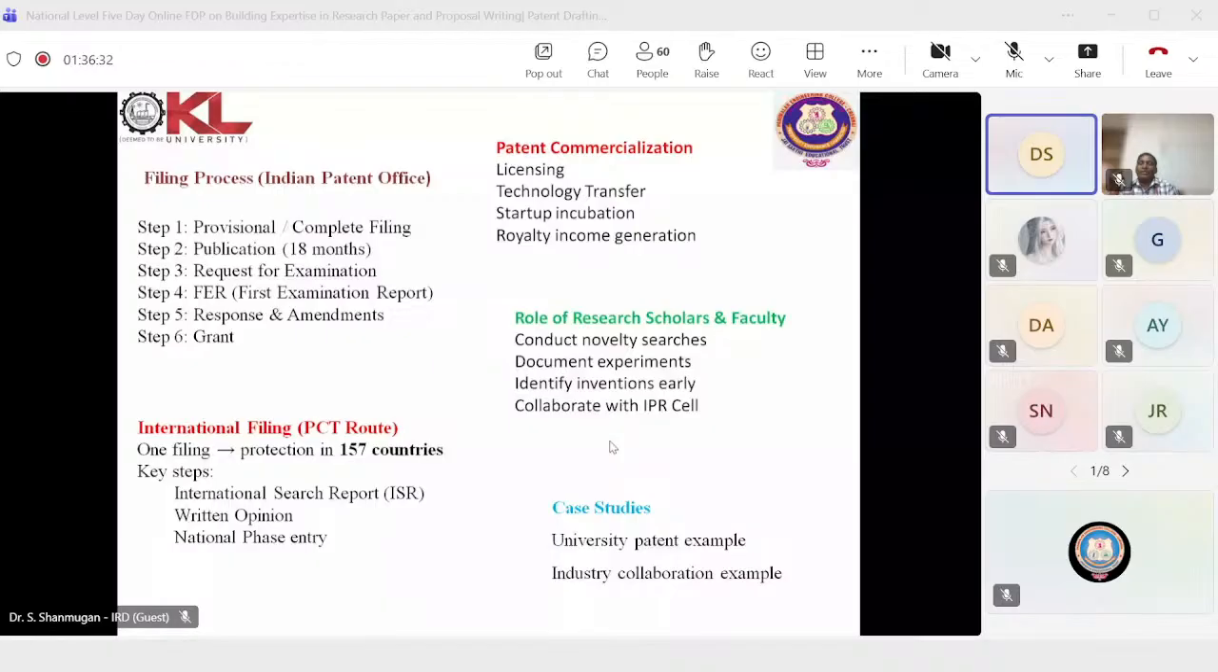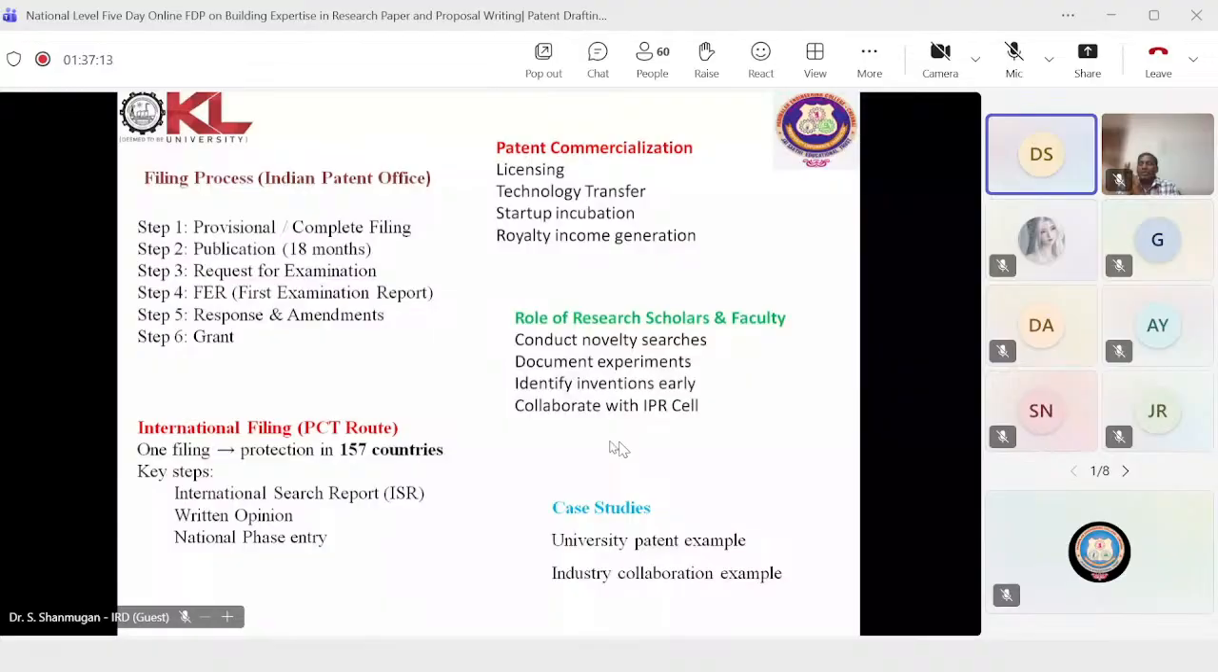Then you can also own and make some sort of incubation, and after that your real income increases along with your package. After that, for international filing, the route is simply called the PCT route. With one filing, you can directly get protection for your patent in 157 countries. There is also a key step where you get a report, the ISR, and then a rating of the options, and you can overcome issues when entering the national phase.